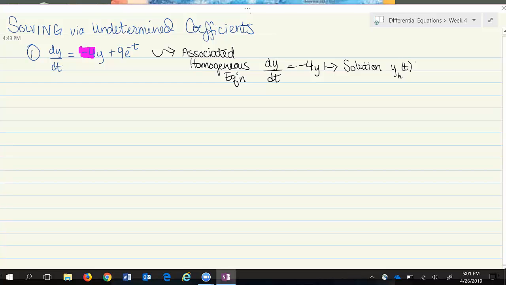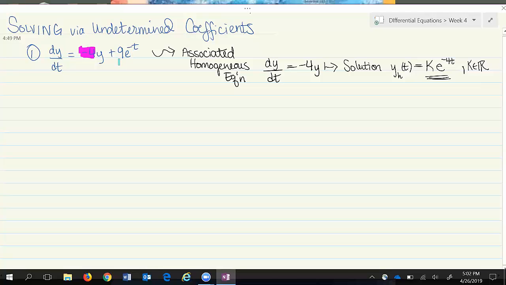So y sub h of t in this case, or y sub h of x if we were using x as our independent variable. And these are the ones where you can go by memory. It's always going to be a generic constant, k or c, whatever your favorite constant is, times e to the negative 4t. So in general, whatever the coefficient on y is, when we've written it as dy/dt equals number times y plus function, then that homogeneous part is k times e to the negative 4t. And remember, this is going to be the first portion of the eventual solution to my non-homogeneous equation once I account for the second term.